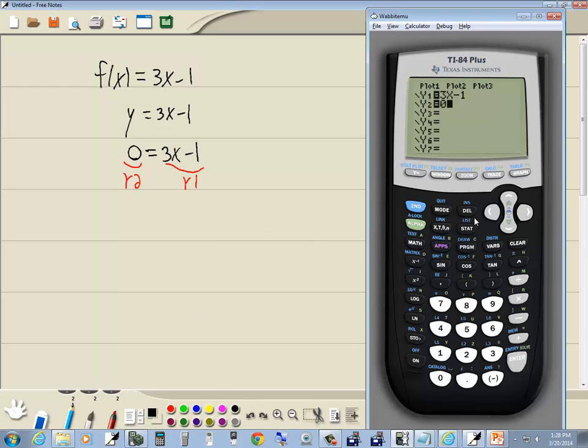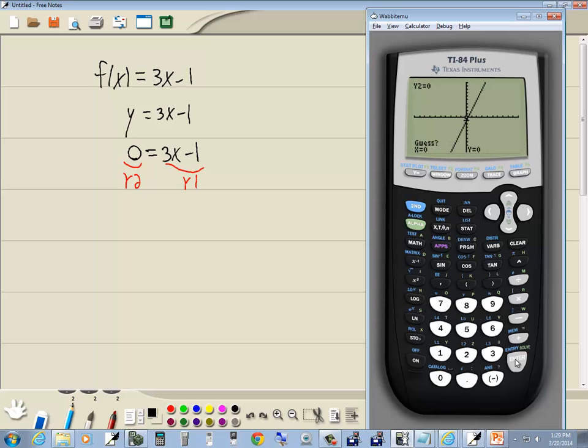Okay, now we're going to do a second trace, and we're going to choose intersect. So choose the fifth one. I'll go ahead and press the 5, the number in front of it. Now our answer is going to be where it crosses the x-axis. It comes up and asks us for first curve, so we'll do enter on that. Comes up and asks us for second curve, so we'll do enter on that.